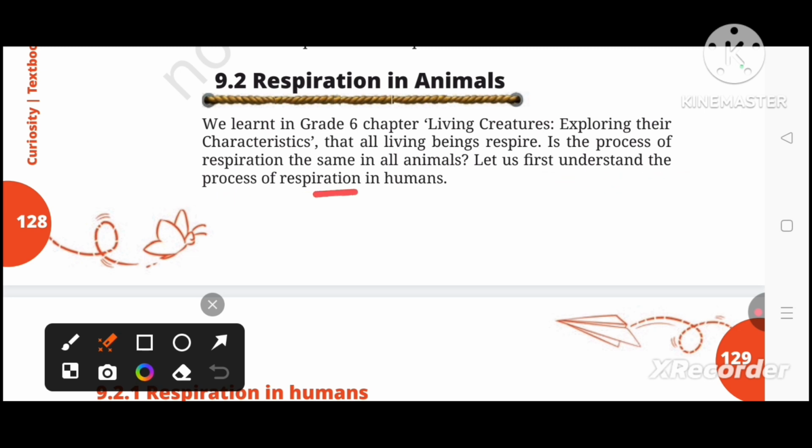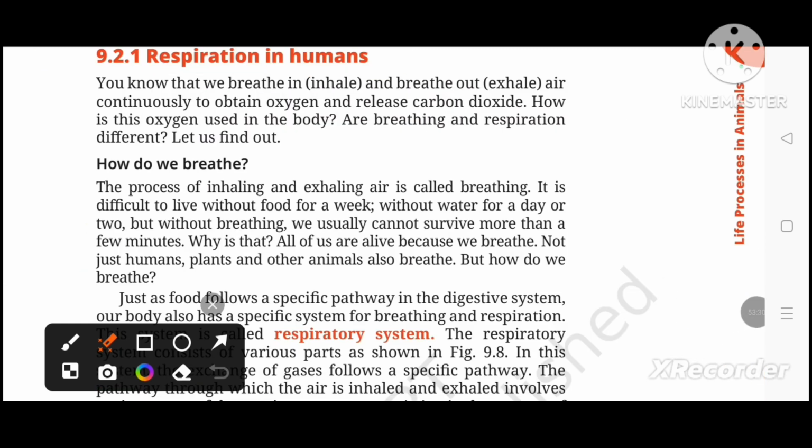Let us understand the process of respiration in human beings. Respiration in humans: you know that we breathe in, inhale, and breathe out, exhale, continuously to obtain oxygen and release carbon dioxide. How is this oxygen used in the body? Let us investigate. Breathing and respiration are different.